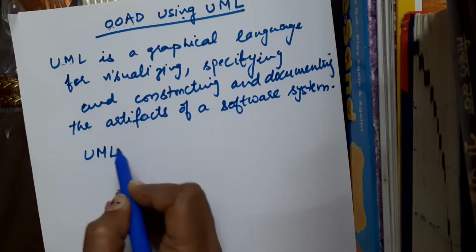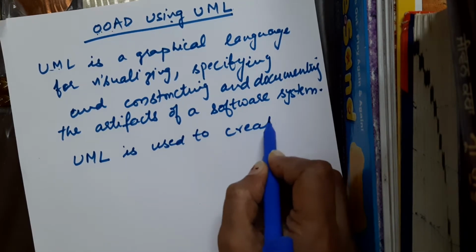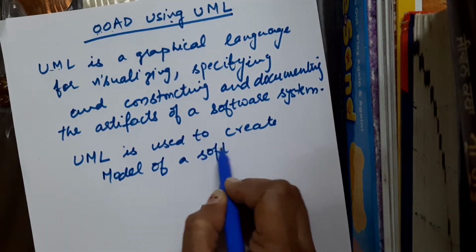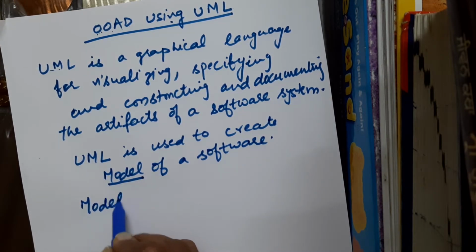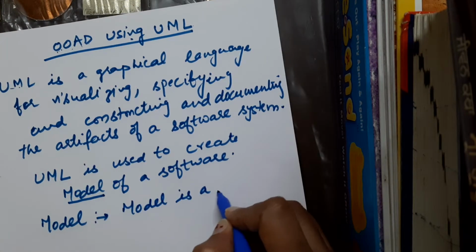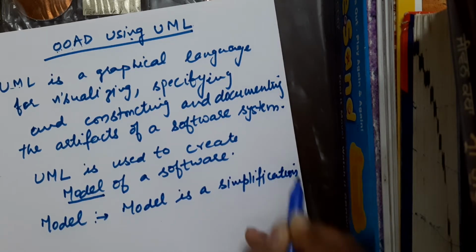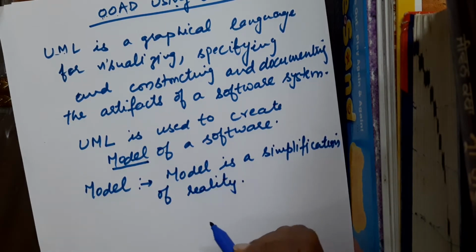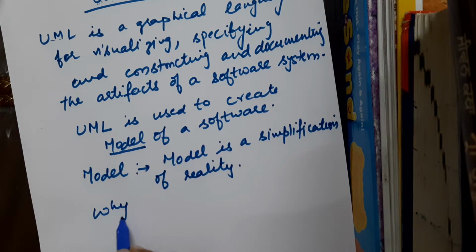Now UML is used to create a model of a software. Here we are using the term model. So what is a model? We all know a model is a simplification of reality. So why do we use a model?